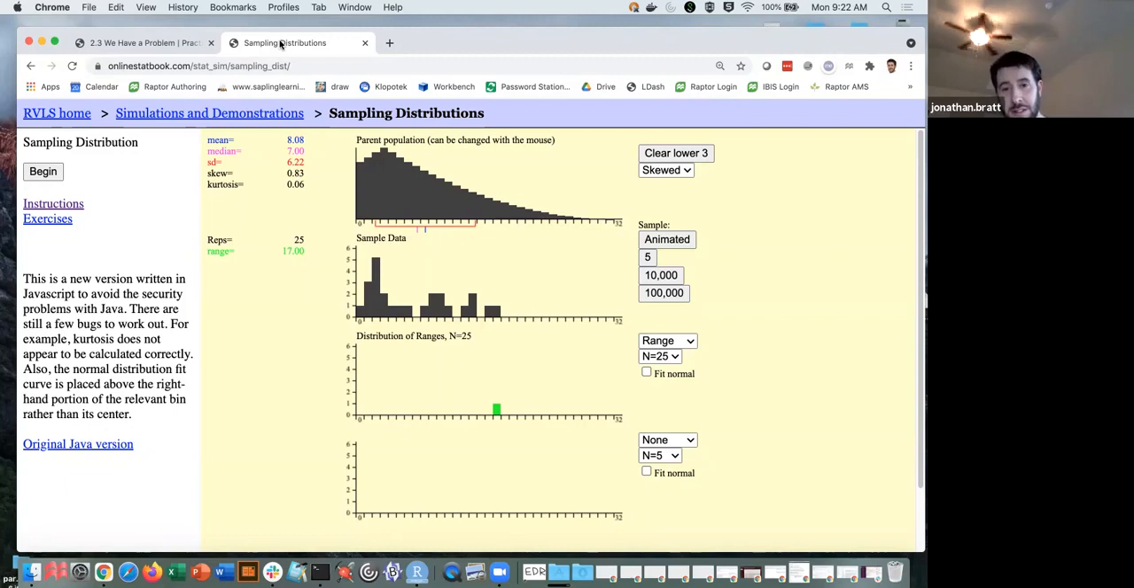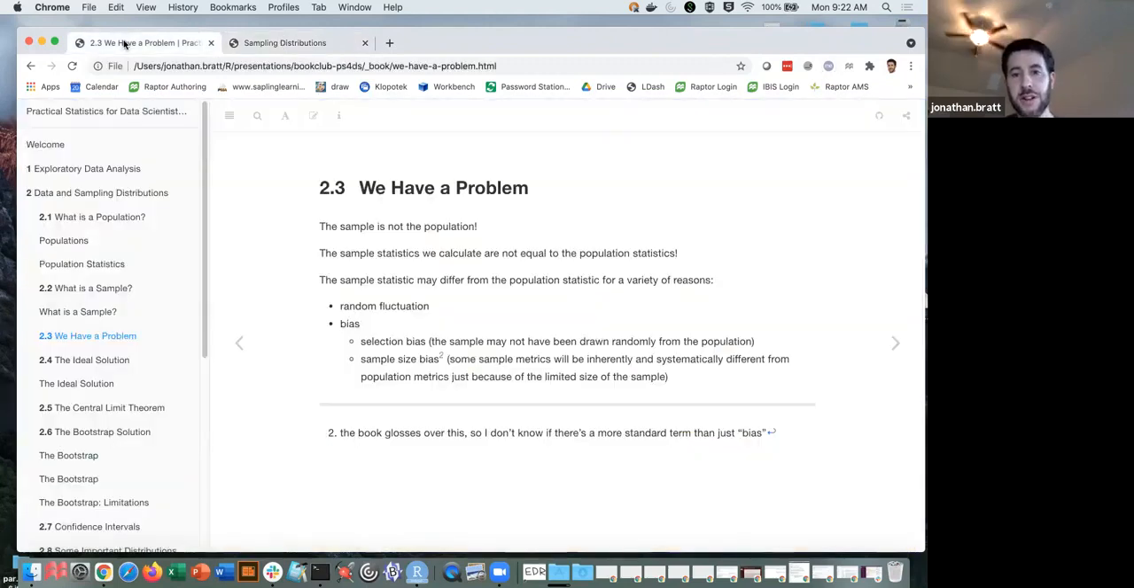And so some statistics that we calculate will be systematically off for the sample as compared to the population. And so those particular metrics have a bias. Some metrics are known to be biased. Some metrics are known to be unbiased. I couldn't find a terminology for this besides just the word bias. So I will refer to that as sample size bias, because generally the bias shrinks as your sample size gets larger, if you have a biased metric.